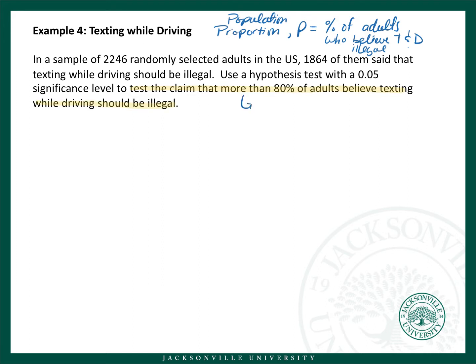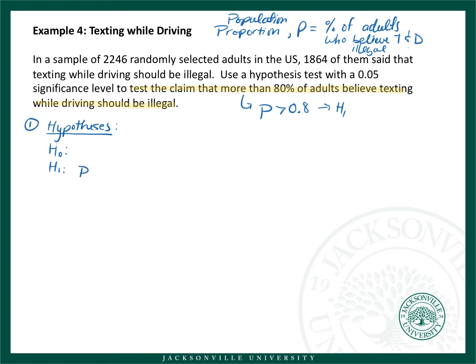So let's write this using symbolic form. So the claim is that p is greater than 80%, greater than 0.8. So notice that the original claim does not contain equality. So this means that this is going to be the alternative hypothesis. So let me just write down the first step for doing a hypothesis test, which is to write down your hypotheses, your null and your alternative hypothesis.